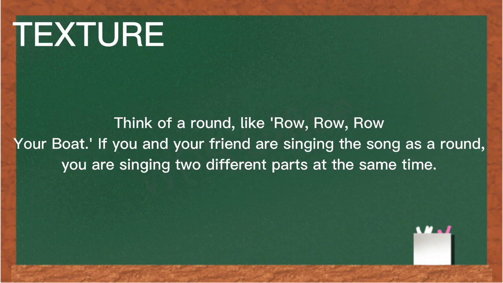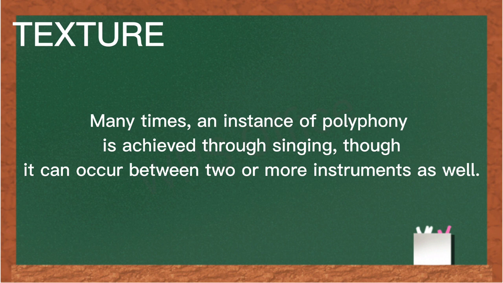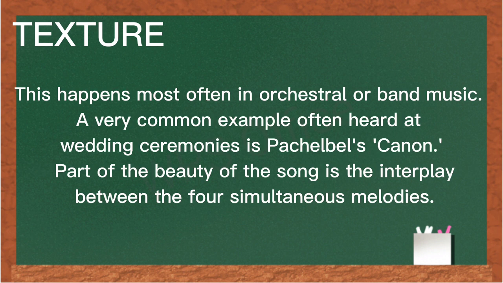Think of a round, like Row, Row, Row Your Boat. If you and your friend are singing the song as a round, you are singing two different parts at the same time. Many times, an instance of polyphony is achieved through singing, though it can occur between two or more instruments as well. This happens often in orchestral or band music. A very common example often heard at wedding ceremonies is Pachelbel's Canon. Part of the beauty of the song is the interplay between the four simultaneous melodies.